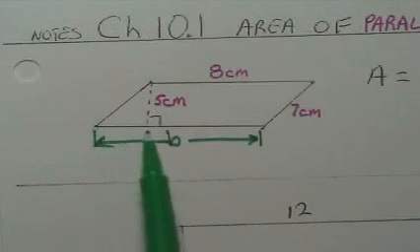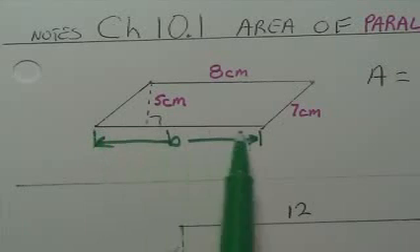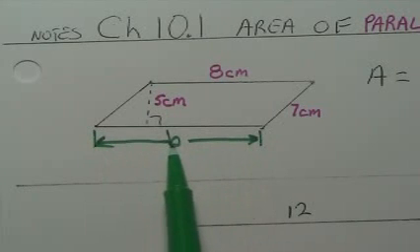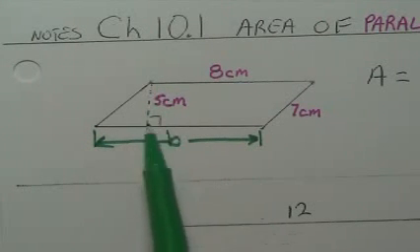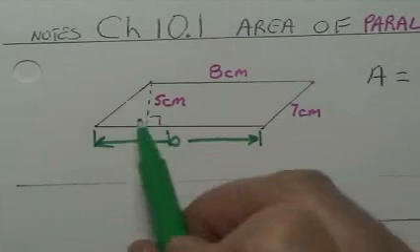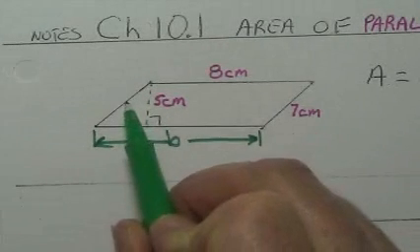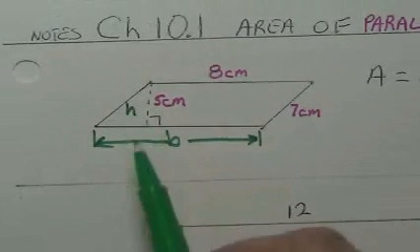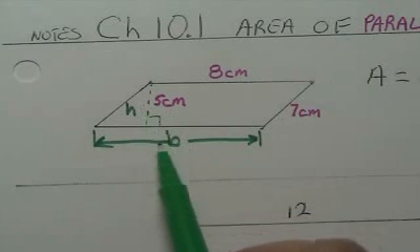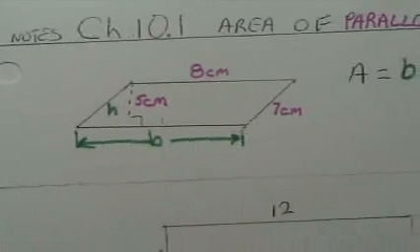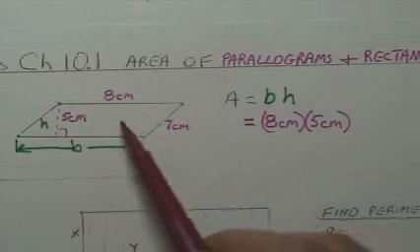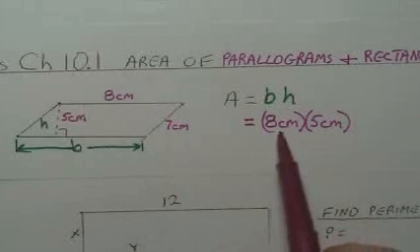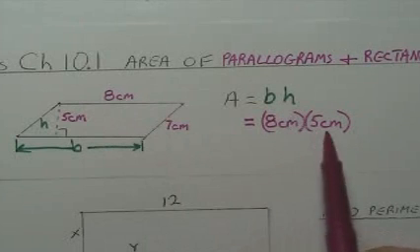Okay, well, this length from here to there is the base. And remember, we said the altitude is when we go 90 degrees from the base, which is also referred to as a height. So we have our height and our base. Now what we have to do is put the numbers in there. So our base is 8 centimeters, and our height is 5 centimeters.